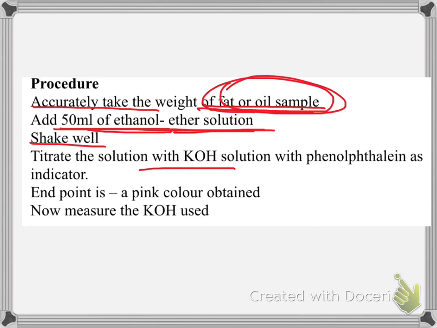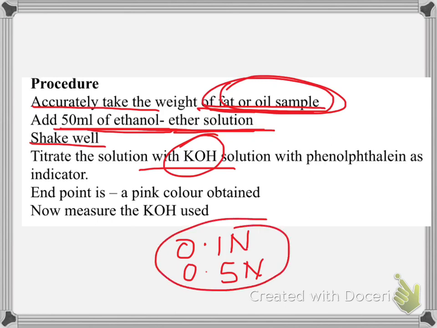So for that, we want to take the potassium hydroxide in a burette. The normality of the potassium hydroxide is usually 0.1 normal or 0.5 normal, etc. We take this solution in the burette, and then we add 2 to 3 drops of phenolphthalein indicator in the conical flask. Then start the titration with the potassium hydroxide. So we get a pink color. That will be the end point.